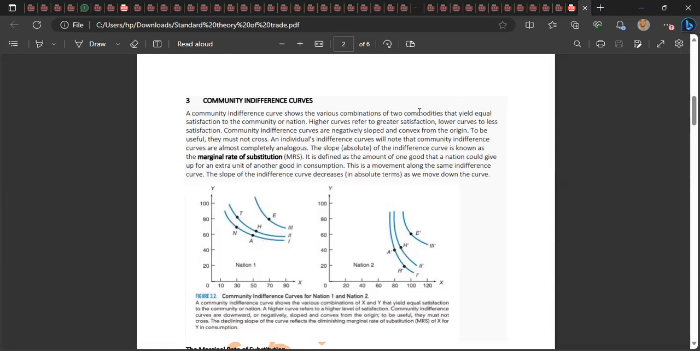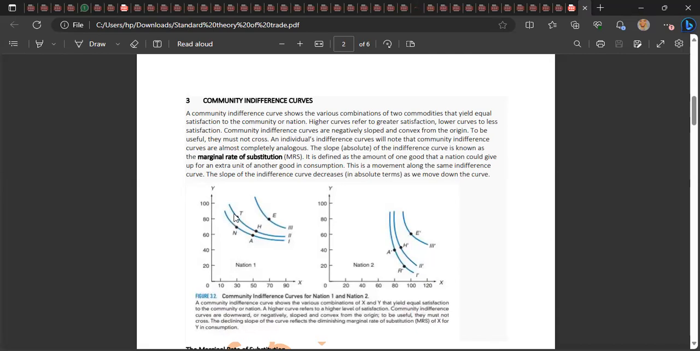Remember, we are saying the combination of these two is going to give you an equal satisfaction, so you are indifferent between those combinations. The combinations change as you move along there, but the satisfaction is the same. If you're on A, you are consuming more of X than Y. If you're on N, you are consuming more of Y than X. But the satisfaction is just the same.